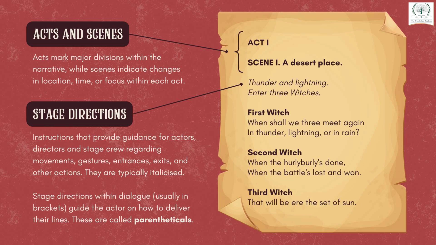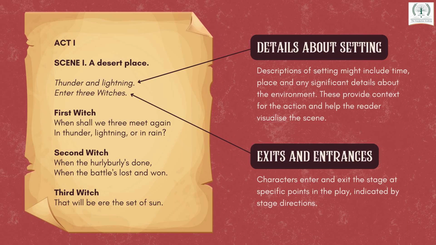Act 1, Scene 1, a desert place. Thunder and lightning. Enter three witches. First witch: When shall we three meet again? In thunder, lightning, or in rain? Second witch: When the hurly-burly's done, when the battle's lost and won. Third witch: That will be ere the set of sun.